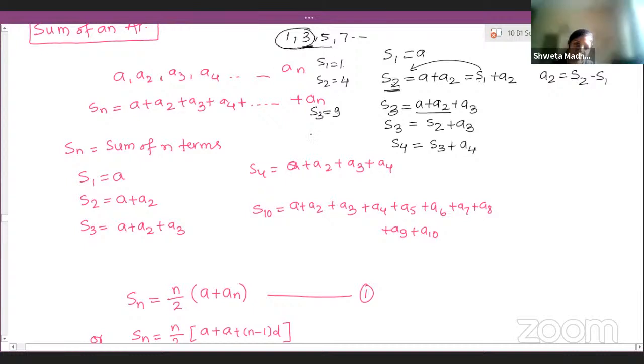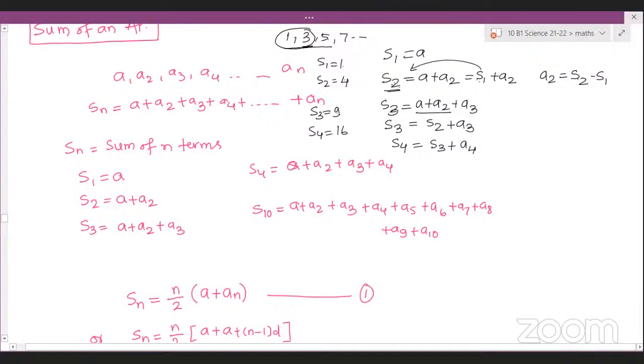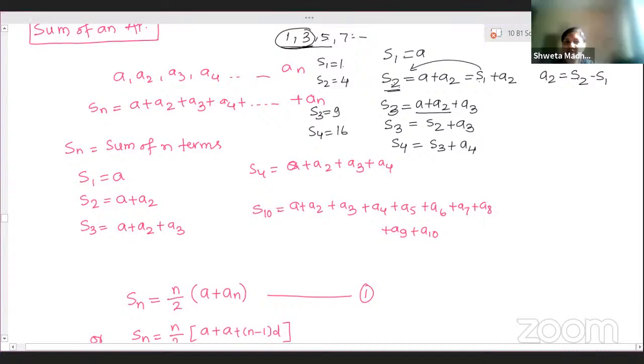Similarly, for the fourth term, the sum of four terms is 16. So from 16, which is the sum of four terms, if you subtract 9, the sum of three terms, what will you get? The fourth term.